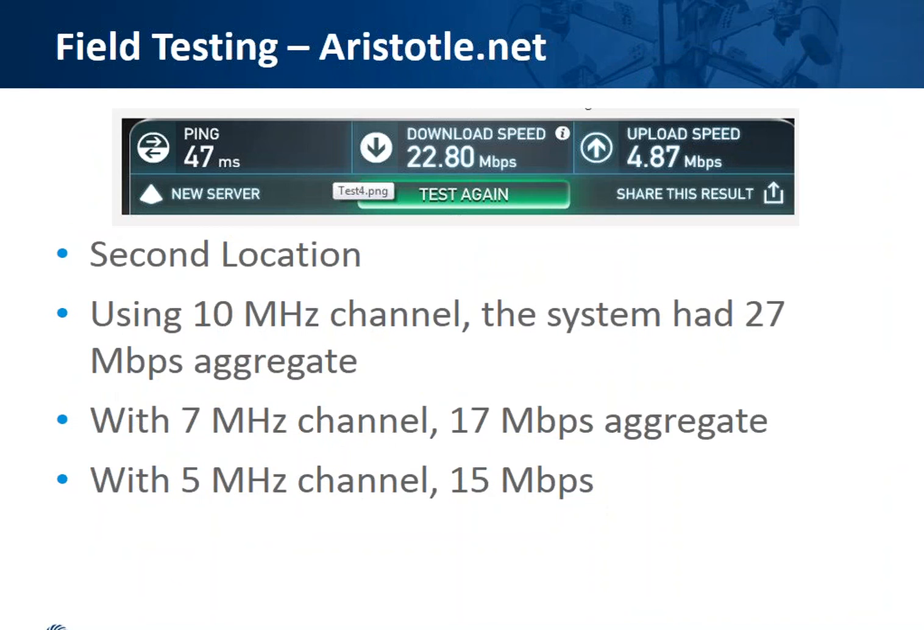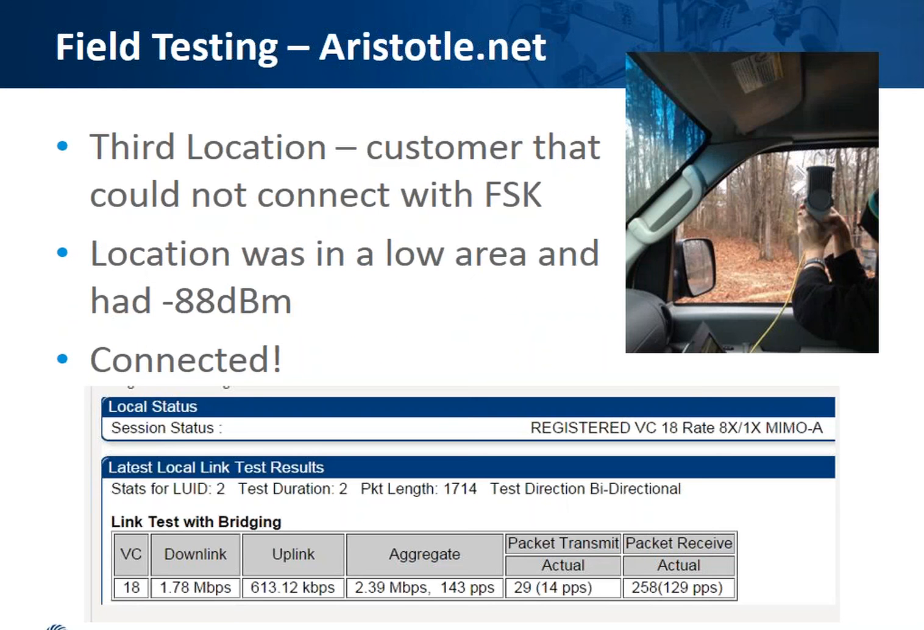Next slide, please. We went to a second location, a previous customer. He has it up on his storage shed. He's about a mile and a quarter away. Through trees, we were seeing 27 meg aggregate, so 22 down, almost 5 megs up. And remember, this is a high noise area because our tower is completely loaded down. And then we swapped to 7 megahertz, 17 megs aggregate, and then 5 megahertz, 15 megs aggregate. This is amazing. Next slide, please.